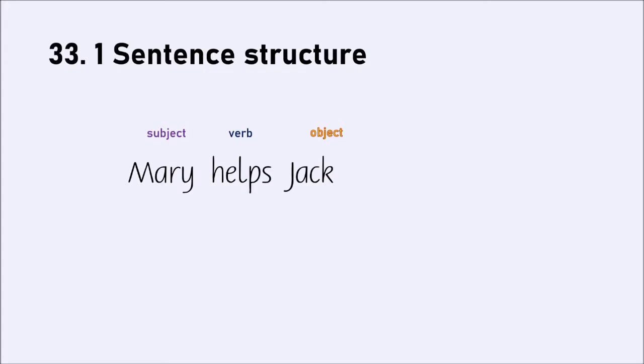So we need to understand sentence structure first, and we're going to refer to the sentence structure that we have in English first, okay? So look at the sentence. Mary helps Jack. What's happening here? Mary, this girl, is doing something. She's aiding, she's helping out, basically, Jack, yes? That means that Mary is the subject, help is the verb, and Jack is the object.